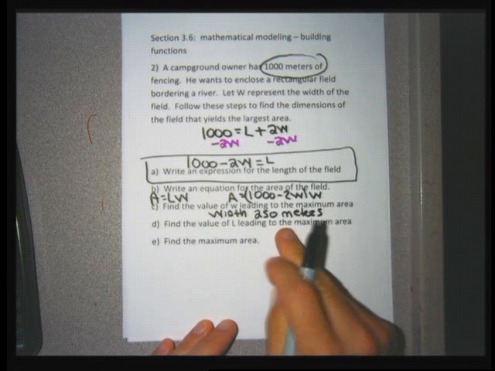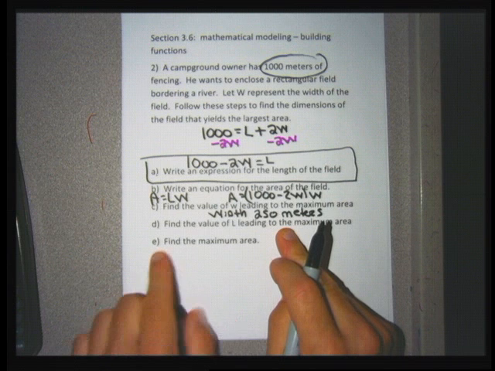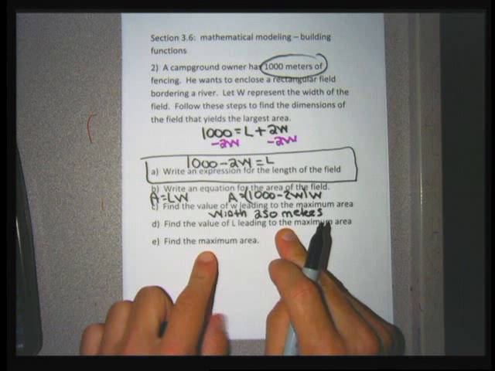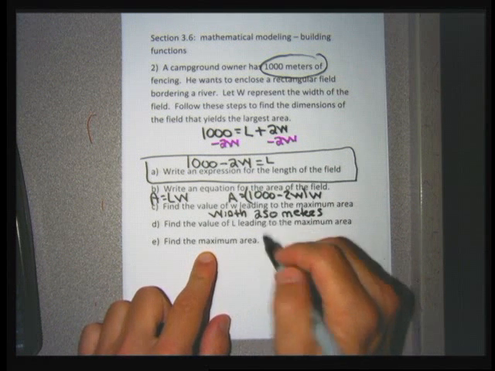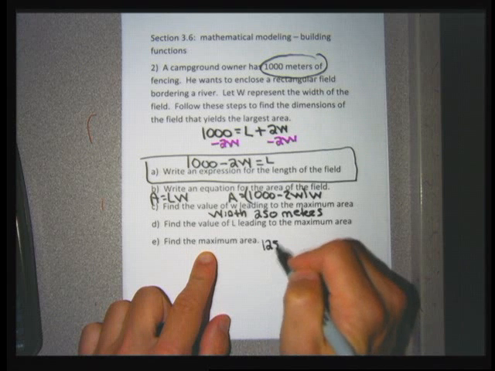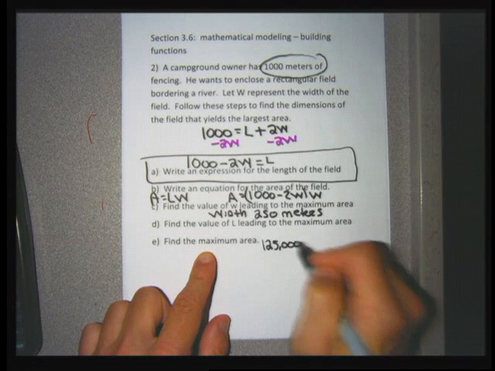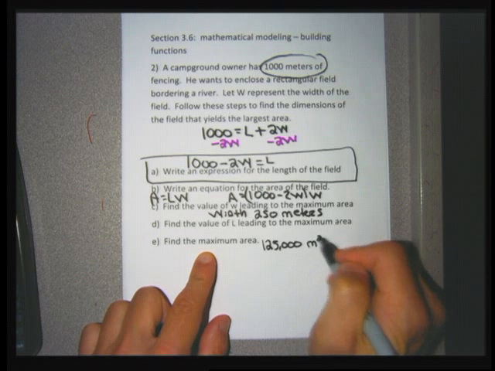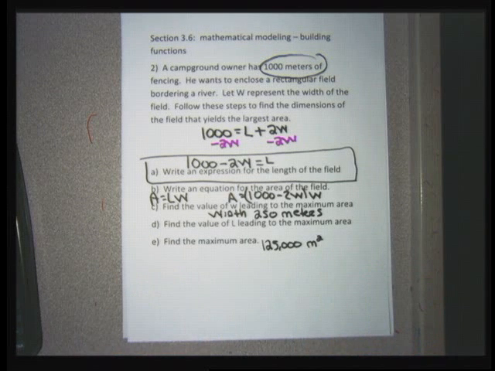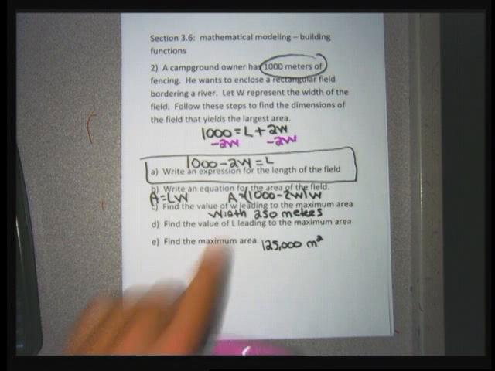I can't answer part D without doing a little bit of algebra, but I can part E. The maximum area is the 125,000 square meters. I'm going to write an M with the square to be square meters. The only thing I haven't answered, the only thing my calculator doesn't give me, is the optimum length.